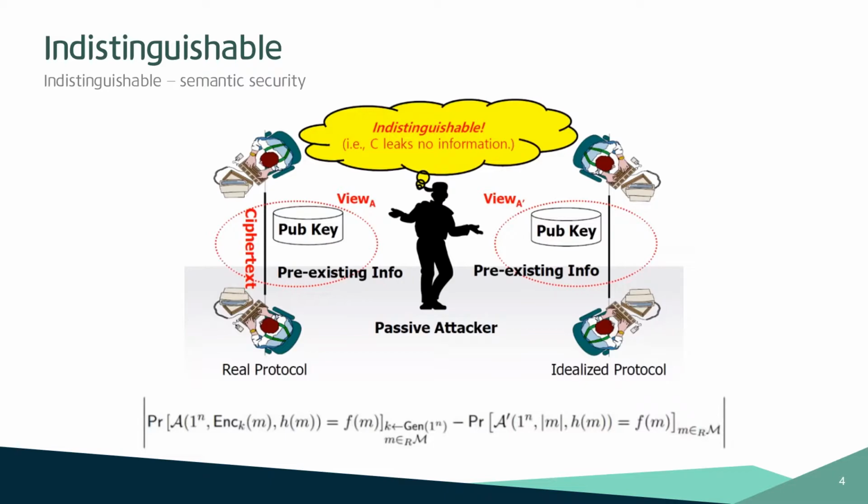In this respect, even in cryptography, if the ciphertext, public key, and pre-existing information, with and without the ciphertext, are indistinguishable, it satisfies semantic security. In short, very little information is available from the ciphertext. The mathematical sentence below means the same as the upper picture.